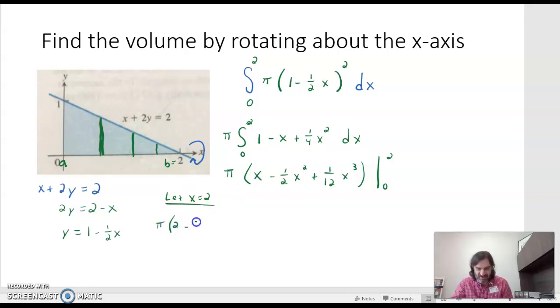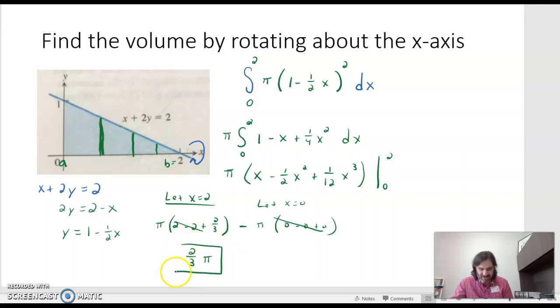So we'll have pi, and I'm going to plug 2 in. So it'll be 2 minus 2, plus that'll be 8 over 12. So that'll be 2/3. And then it'll be minus when we let x equal 0. And that'll be pi times 0 minus 0 plus 0. So all these cancel out. So it looks like in the end we get 2/3 pi. And that should be a volume.